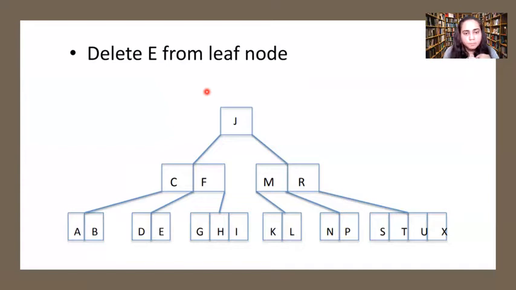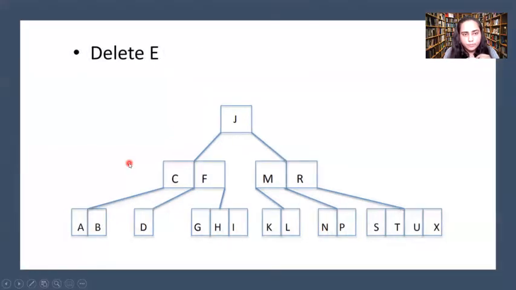So now I want to delete E, and E is a leaf node because it's at the bottom and it has no children. So I want to delete E from this node. So what are the procedures that I have to follow? So first of all, I can delete E directly. And the reason for that is because there is nothing present below E.